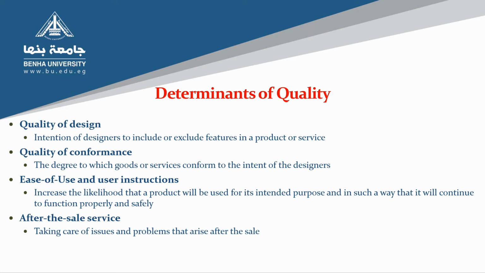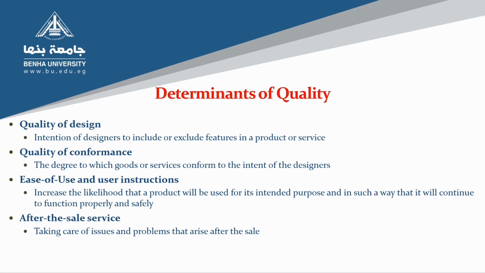The determinants of quality. The degree to which a product or a service successfully satisfies its intended purpose has four primary determinants, which are quality of design, which means intention of designers to include or exclude features in a product or service. The second one, quality of conformance, which can be explained as the degree to which goods or services conform to the intent of the designers.